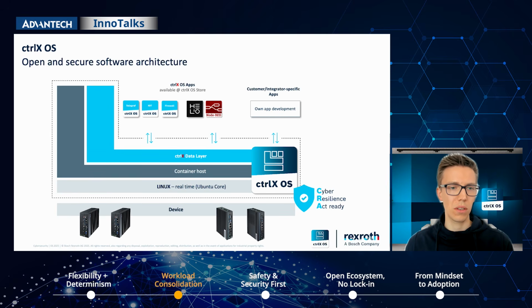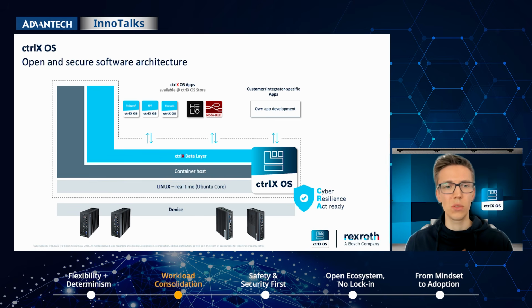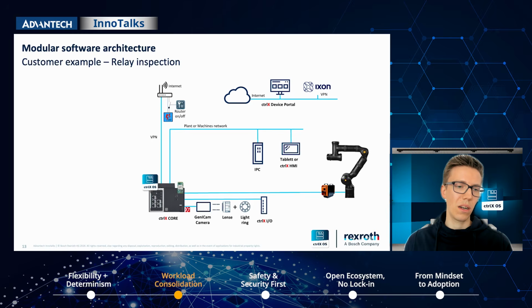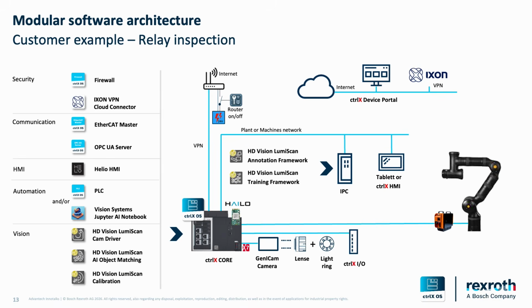So on the top here, you can see our applications from our store, but on the right-hand side, you can also see applications that you can create, so to say. So this is the software architecture where you have modular applications. Now, using that in practice, I brought you a standard customer example for relay inspection. The idea is that in your factory, you want to do quality inspection, and therefore you need different hardware setups, but also software setups. And you can there also see the partners.